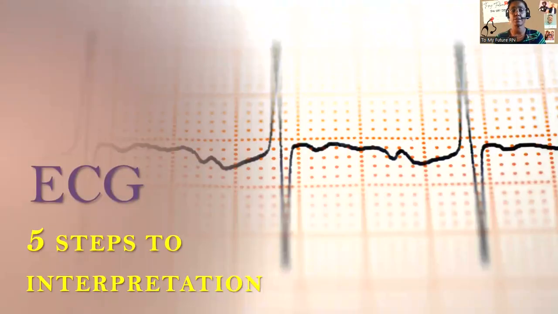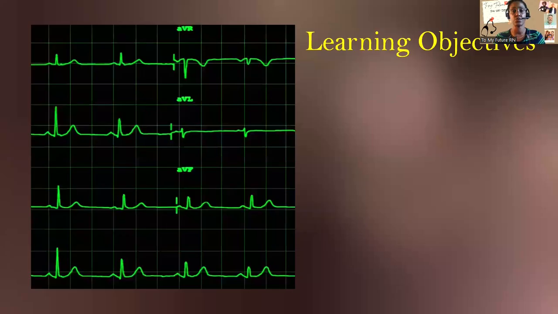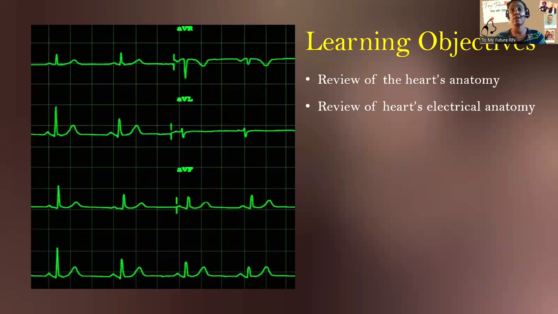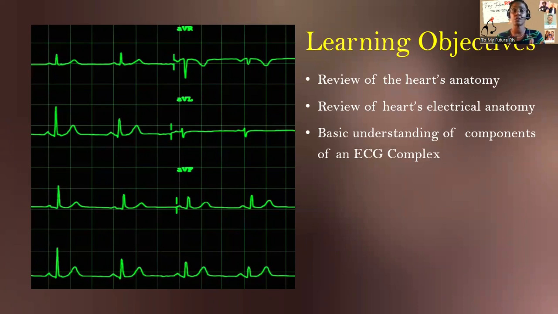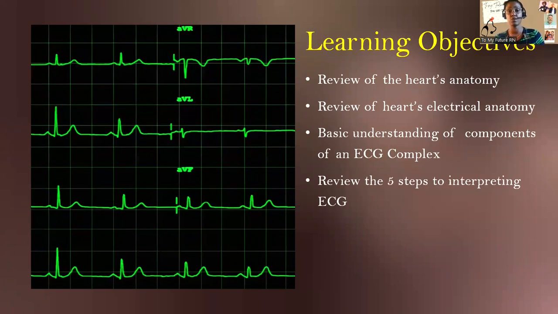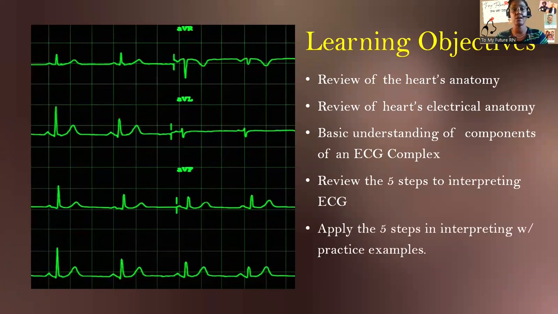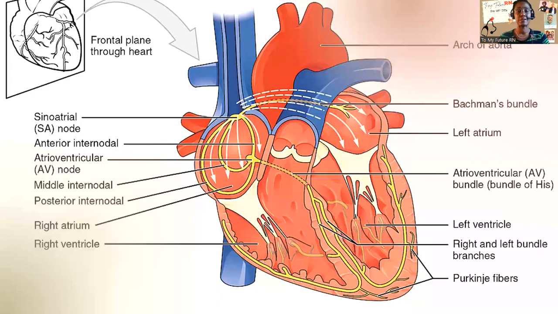Okay, 5 steps to ECG interpretation. Let's review some of our learning objectives. We're going to look at the electrical anatomy of the heart. We're going to get a basic understanding of the components of the EKG complex. And we're going to review those 5 steps for interpreting your ECGs. And then we're going to apply those steps into some practice examples. So now let's take a look at the electrical anatomy of the heart.